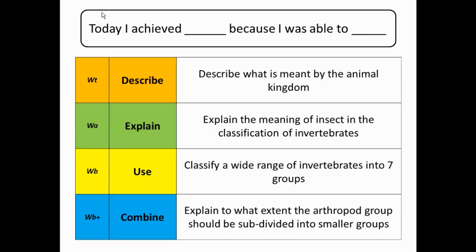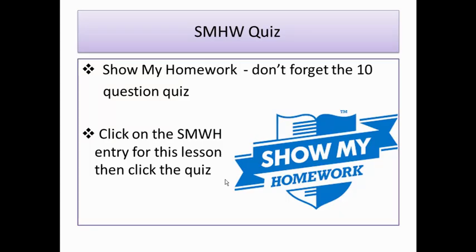Okay, and then we're going to write our sentence for today. So today I've achieved, remember we put the word of what we've achieved and then we put the reason. Okay, so this is summarising what you've learned today, so when you finish this lesson, you've come away knowing, for example, I know how to classify a wide range of invertebrates. Okay, so if you write your sentence now, and don't forget, for every lesson we've got those 10 multiple choice questions on Show My Homework as a quiz, so make sure you're doing that, okay, just to summarise your knowledge and show us how you guys are getting on.